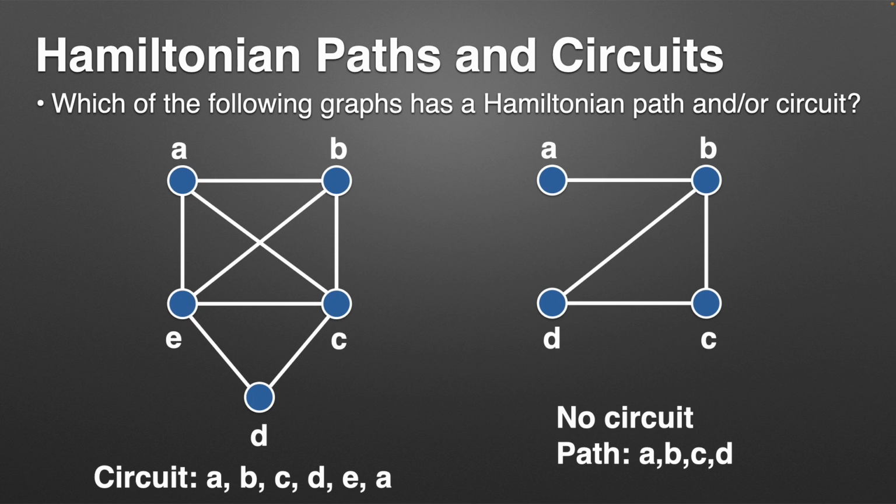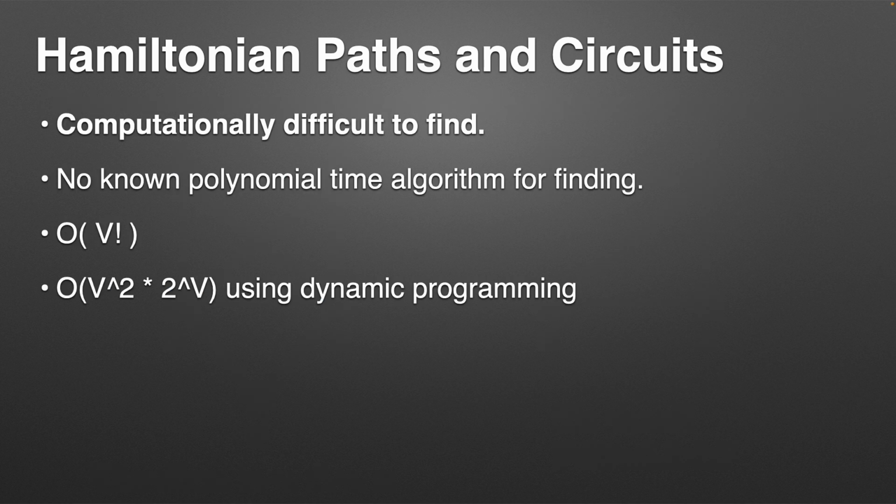And so here are some examples of having a circuit and not having a circuit. What's more interesting than that is the difficulty of finding those circuits on an arbitrary graph. We do not know of a polynomial time algorithm for finding those, which puts us in territory that's very scary, like V factorial. So if you think about that, you can't really have a lot of vertices and do that approach. You can use dynamic programming.